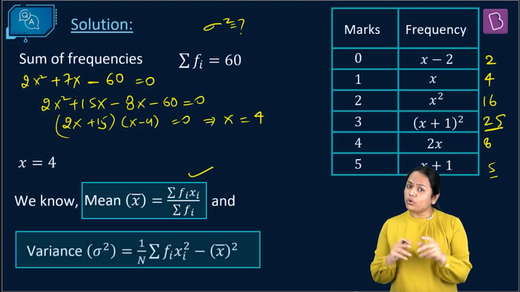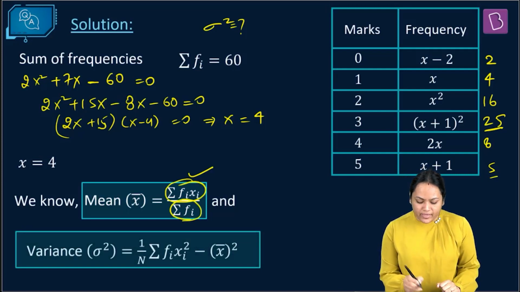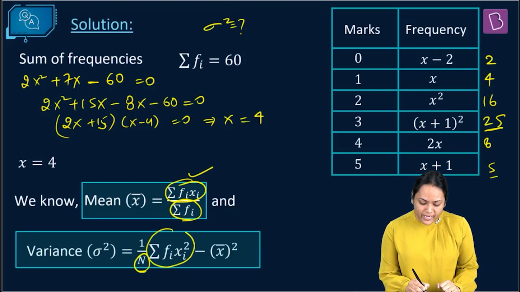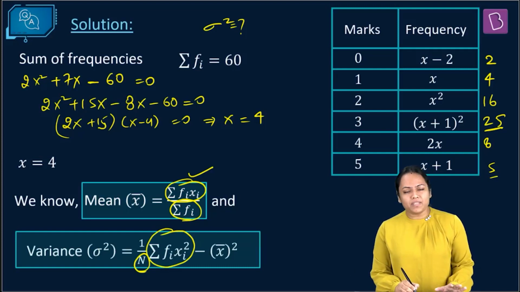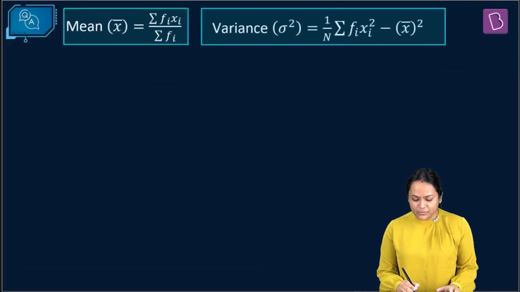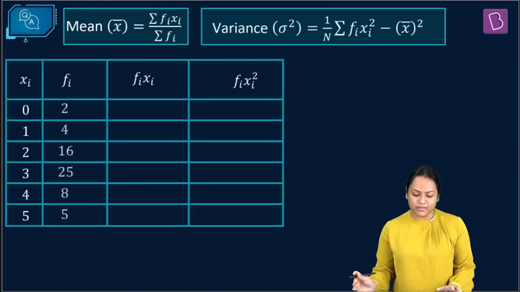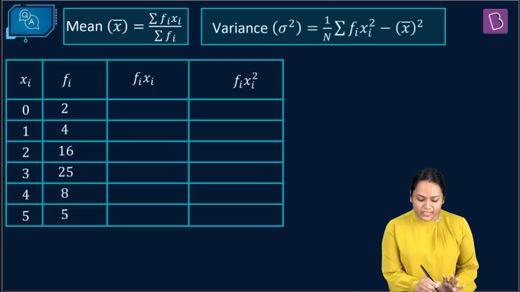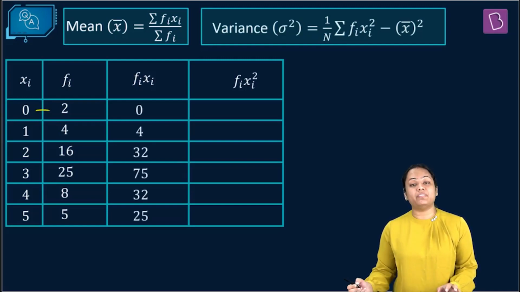So now I have to obviously find my summation of fi xi, my summation of fi, which is nothing but n, and also summation of fi xi square. Clear? Okay. So let's form the table again. So I have these mean and variance formulas with me, and I have xi and corresponding fi also. So I'll first find fi xi. So I have to just multiply these data. So it's going to become 0, then 4, then 32, 75, 32 and 25.